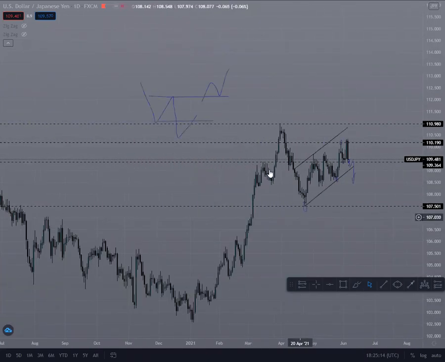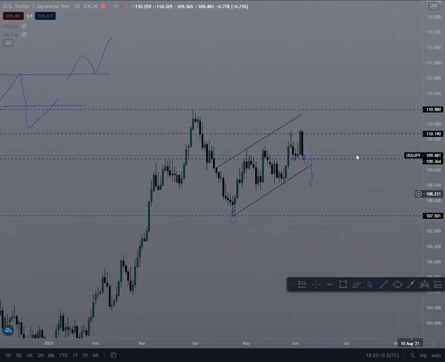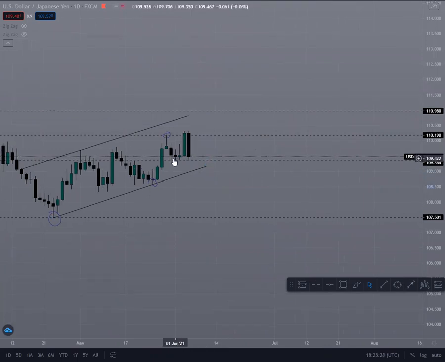This is what I'm seeing here. Now I want us to look at the candlestick formation that I'm seeing at the moment, guys. Let me just delete this so that we don't crowd the screen.